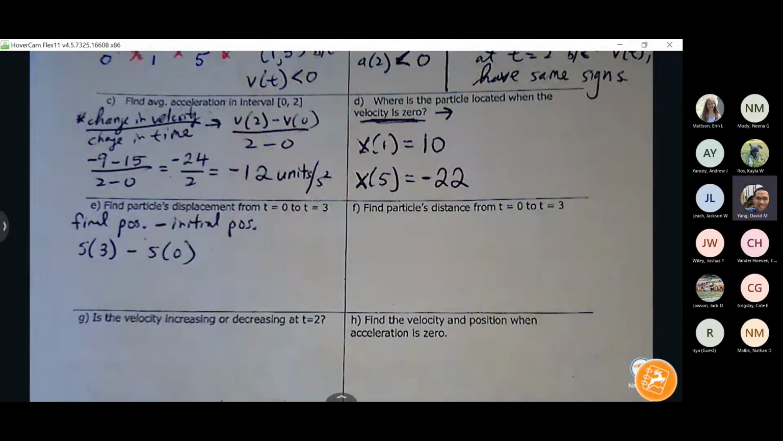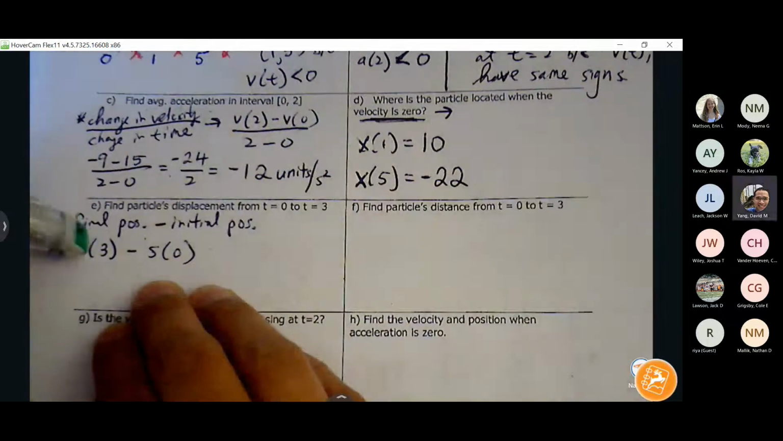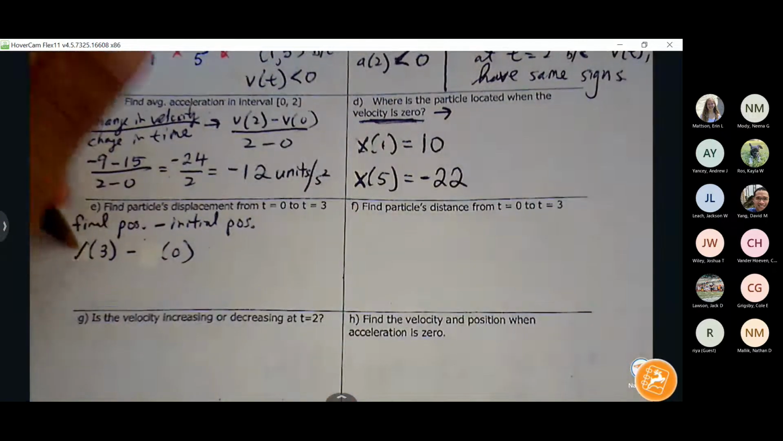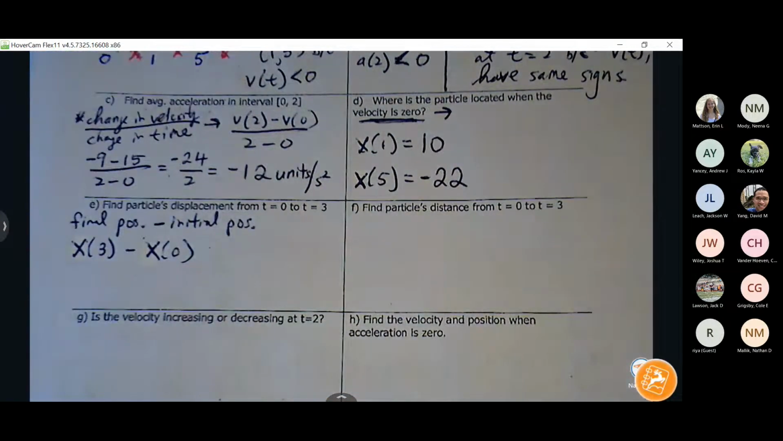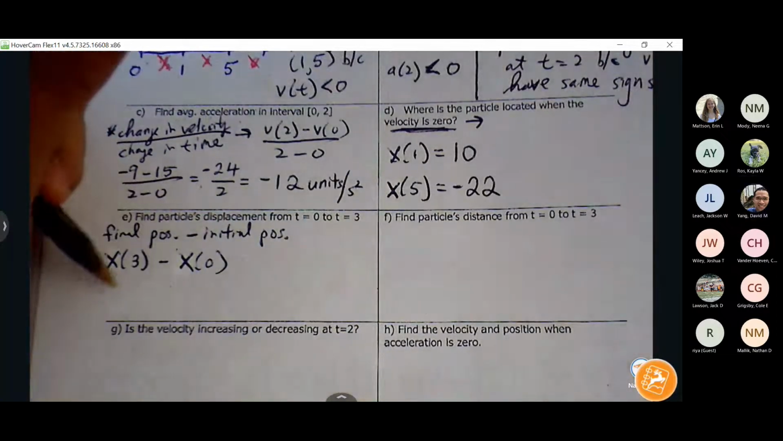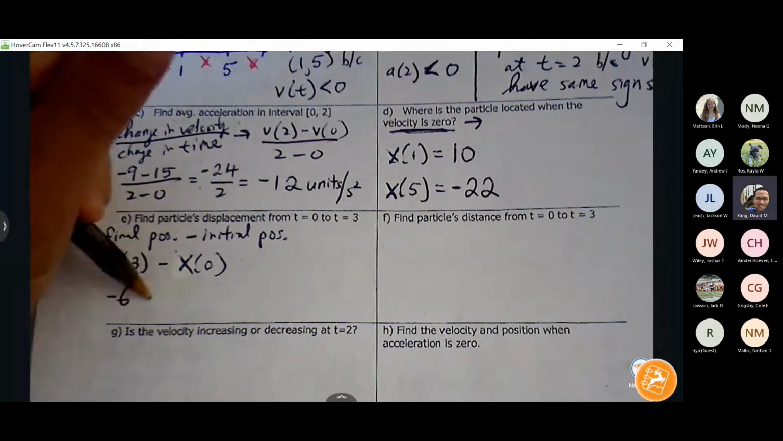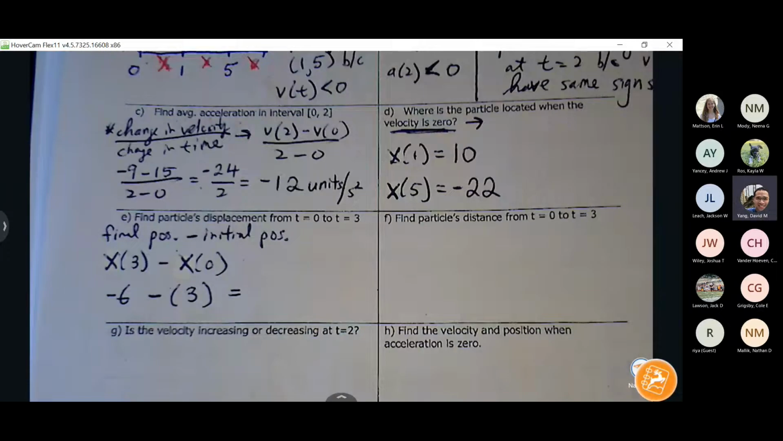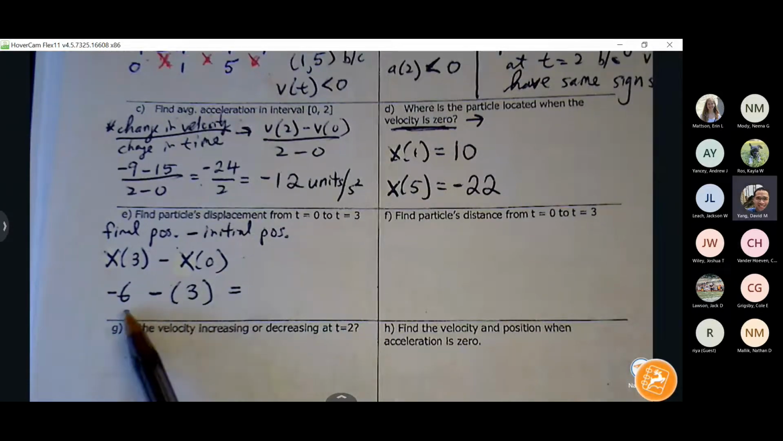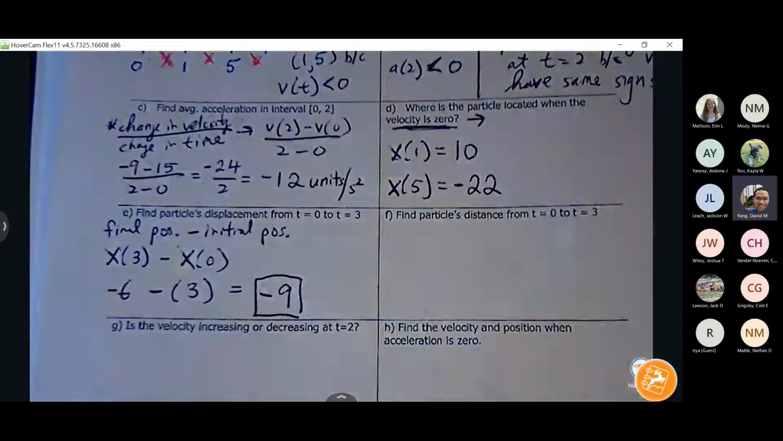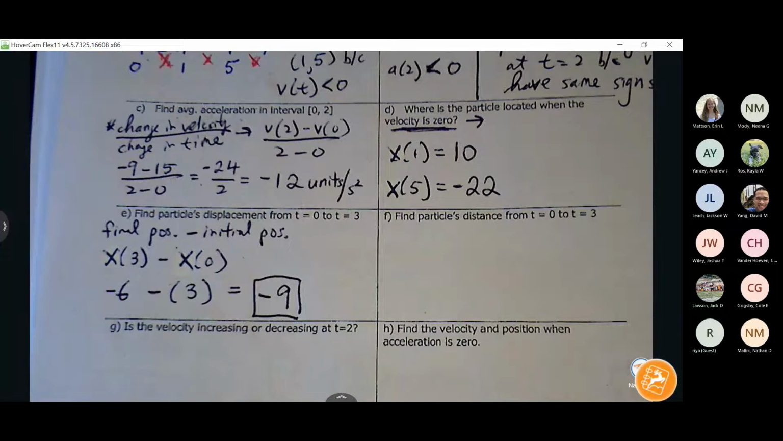Okay, so, sorry, I keep using S. Okay, so 3 into the position function, 0 into the position function. That's negative 6 for x of 3, and 0 is 3. So negative 6 minus 3 is negative 9. It's okay to have a negative displacement. That just means that you end up to the left of where you started.